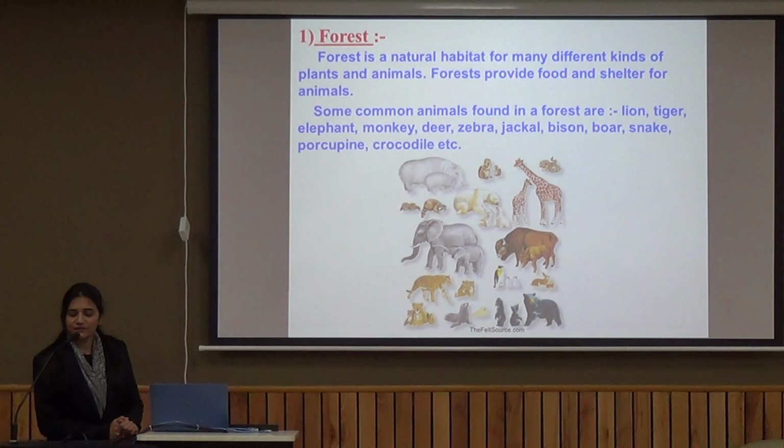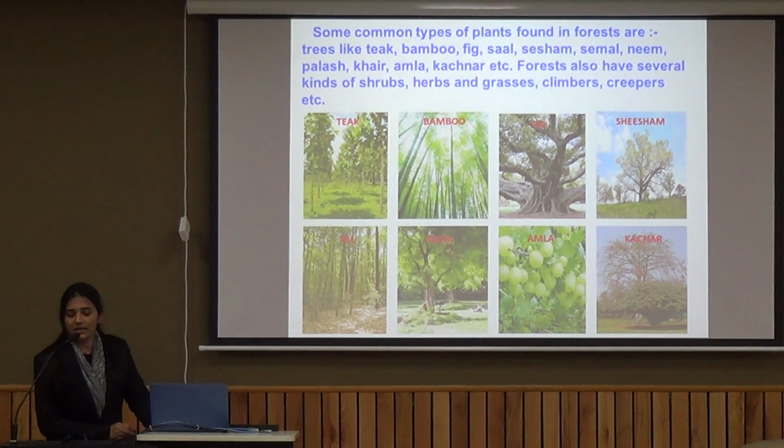Some common animals which are found in forest are lion, tiger, elephant, monkey, deer, zebra, jackal, bison, boar, snake, porcupine, crocodile, etc. These are the wild animals which are found in forest. And what are the kinds of plants we see in the forest? There are certain plants like teak, bamboo, fig, sal, sesame, semal, neem, palash, kale, amla, kachnar, etc. Now forest also have several kinds of shrubs, herbs, grasses, climbers and creepers. Now bamboo is not a tree, bamboo is a type of grass which has a very tall height.